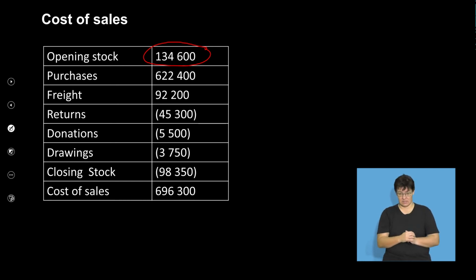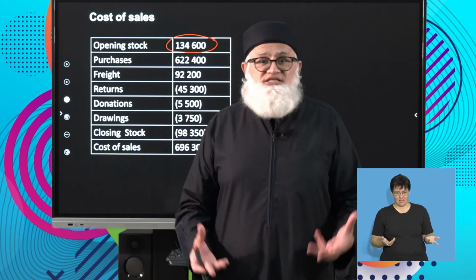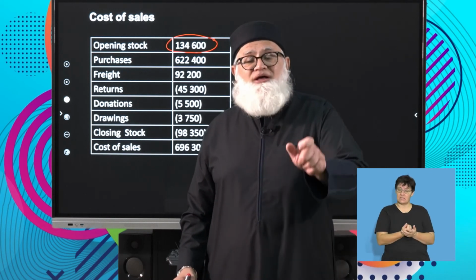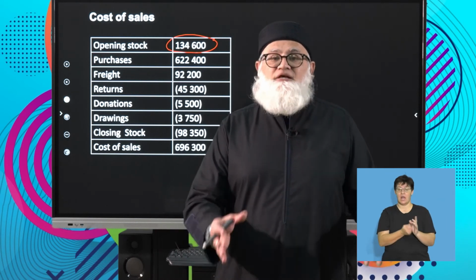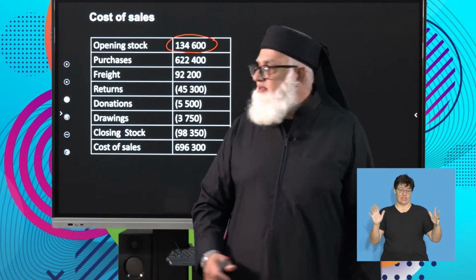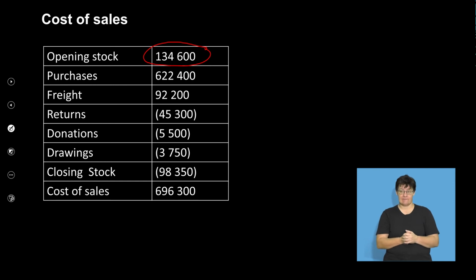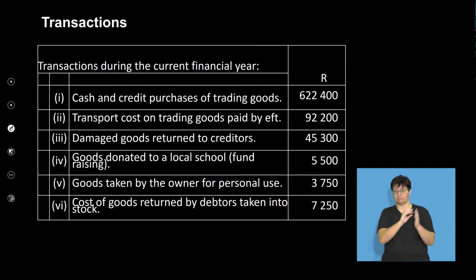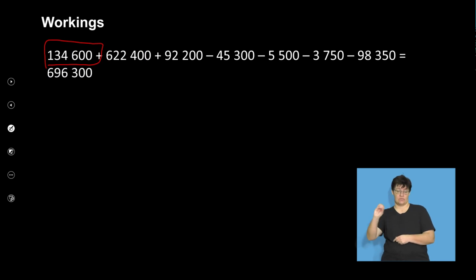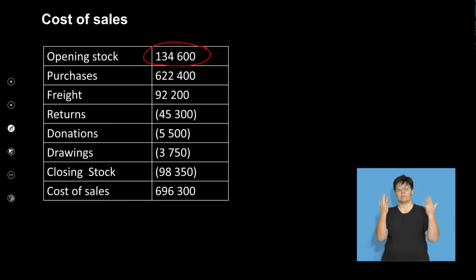Because if it says calculate, you can do it any way you want to do it, because the question didn't specify to say use the answer book to show the calculation of cost of sales. It just said calculate the cost of sales, right? Okay, so we've got our opening stock and we've taken it into account. Now we have cash and credit purchases of trading stock 622,400.